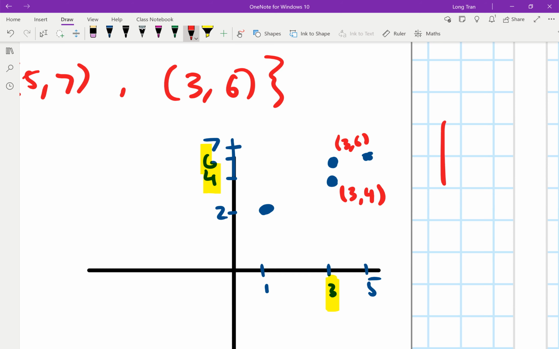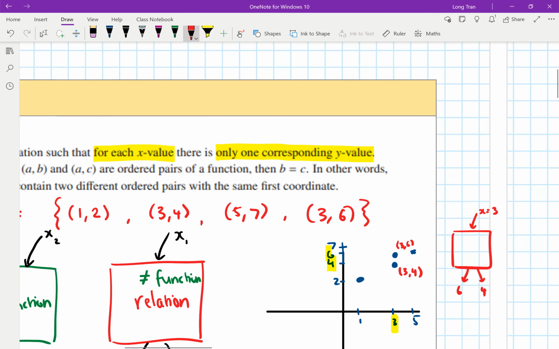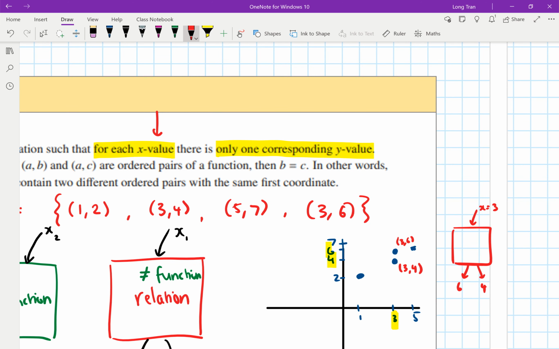So that means when I put in the value x equals 3, it will spit out either a 6 or a 4 as my result. This is not a function. A function specifically says that for each x value, there's only one corresponding y value, meaning there's only ever one special y value. There can't be two special y values when you put an x in. That's, I guess, the summary of that idea.